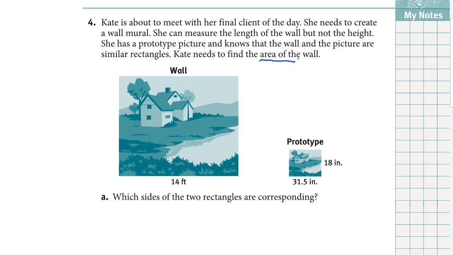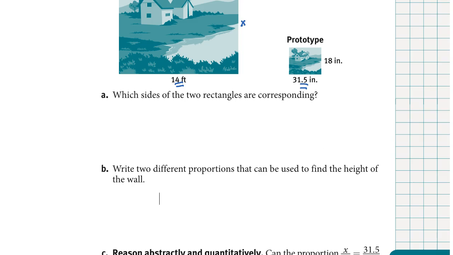Question A, which sides of the two rectangles are corresponding? That would be the 14 feet and the 31.5 inches. Now question B, write 2 different proportions that could be used to find the height of the wall. We don't know the height of the wall, so it's a good idea to write a variable there. For example, the letter x. Now before we write our proportions, I want you to notice a very important thing.